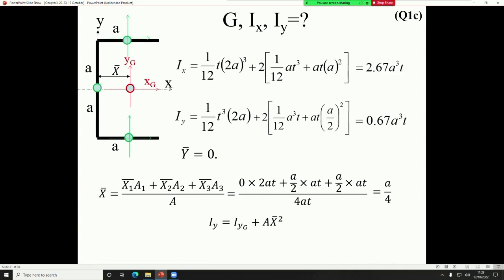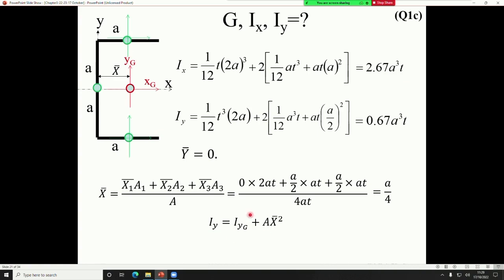Now, say if I was asked to find the second moment of area of the whole section with respect to this axis, say its central axis. This is what I've found with respect to this axis. So I've already got this, which is coming from here, and then plus the area of the whole section multiplied by x bar squared. So this is something extra I've given you here at the bottom.